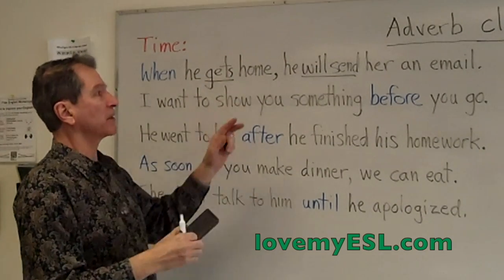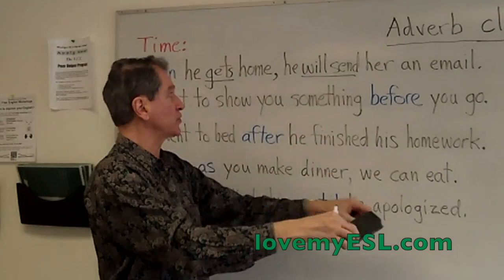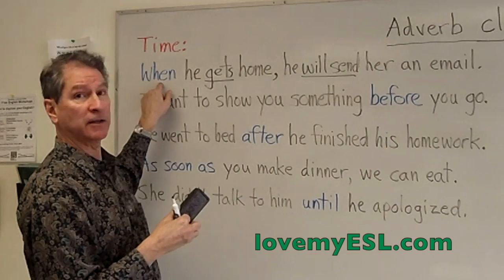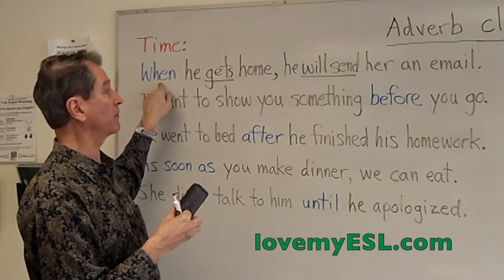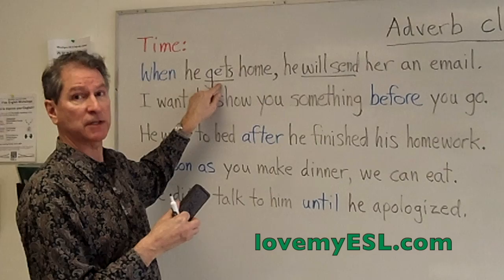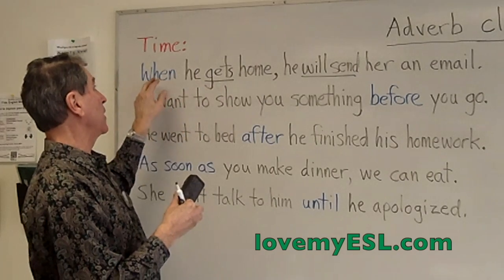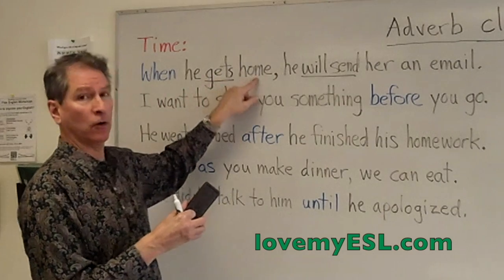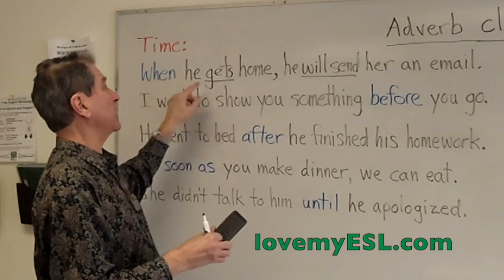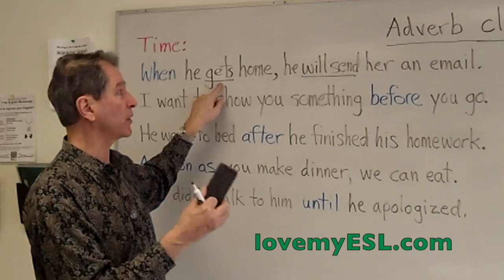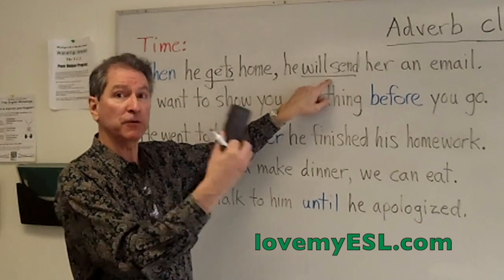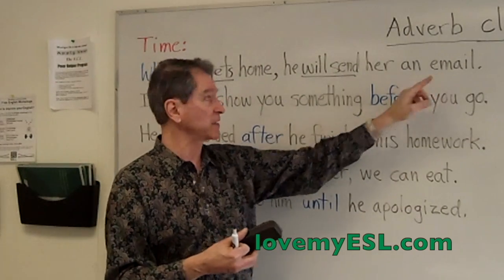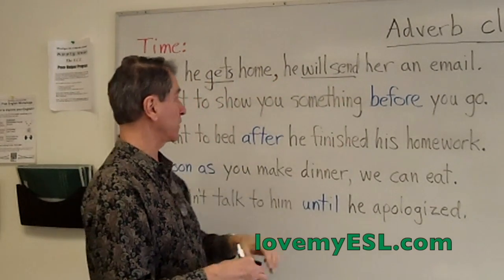Now, even though all of this idea is happening in the future, you cannot use the future tense when you have a time clause, an adverb clause. You can only use the simple present tense. You can't say, "when he will get home." That's wrong. Or "when he's going to get home." That's wrong. You have to say "when he gets home" and use just the simple present, even though this is a future idea, and you can see the future over in the independent part of the sentence right here: he will send her an email.